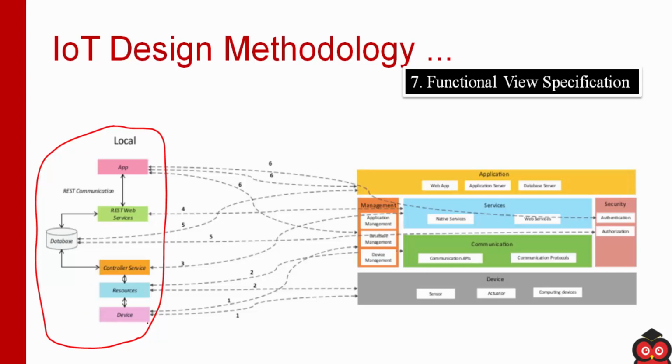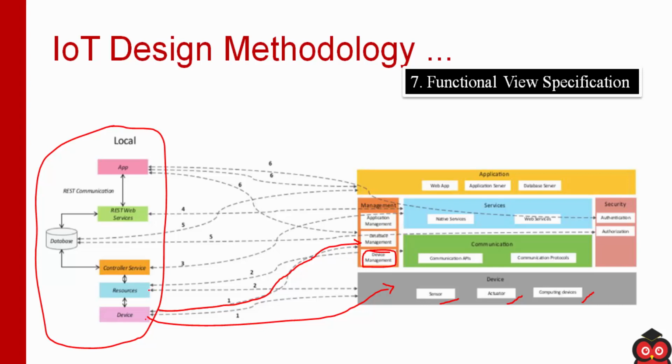Okay, now if you see here, the device which is the Raspberry Pi, it is linked to this device functional group. Okay, so the Raspberry Pi contains sensor, actuator and it's a computing device. And it is also linked to management functional group. Why? Because one of the functions of the management functional group is device management. So Raspberry Pi is a device, so that's why it is also linked to management group.